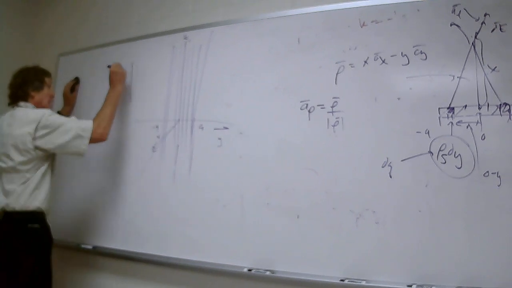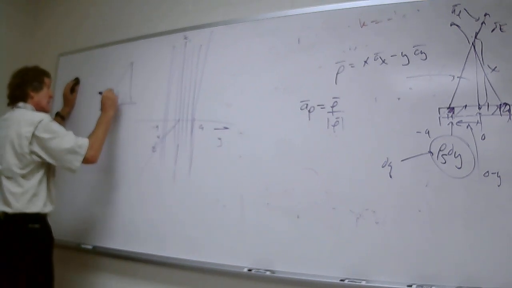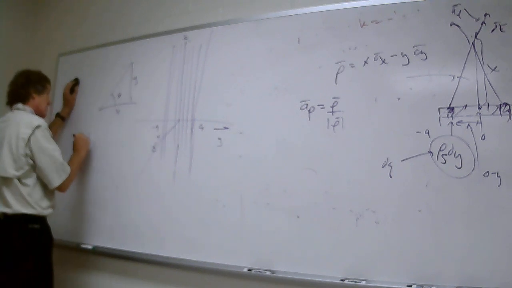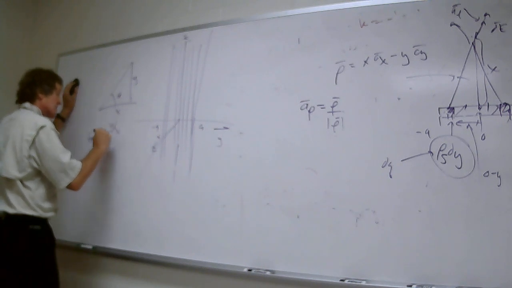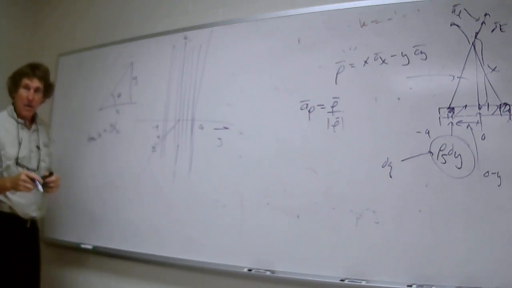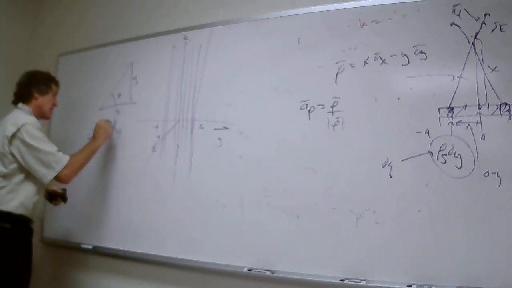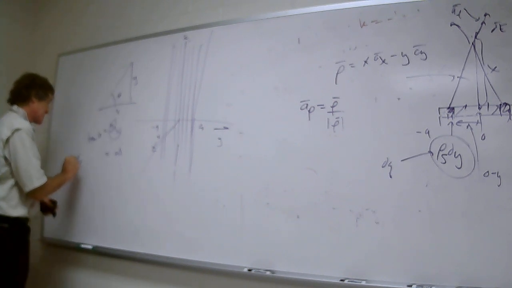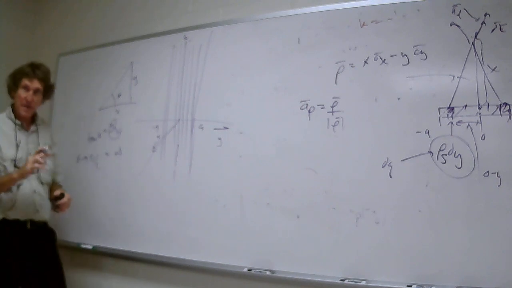Let's do it this way, so you understand what I'm talking about. I take a look at this, right? If this is phi, and this is y, and this is x, then tan of phi is equal to y over x. Y'all with me? All right. Well, when this goes to infinity, what does this go to? 90. That's right. Pi over 2 radians, right?